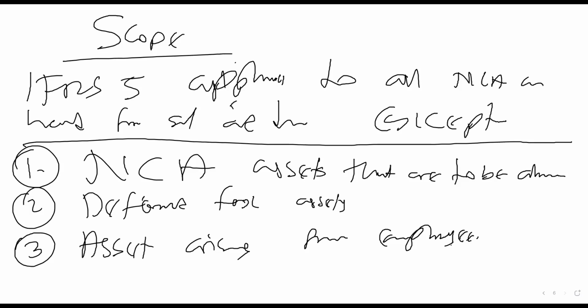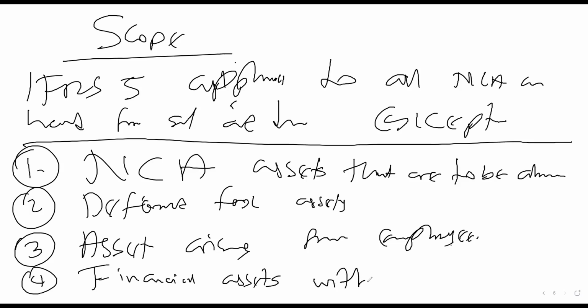Item number 4 that we can never classify: financial assets within the scope of IFRS 9. All these can never be classified.